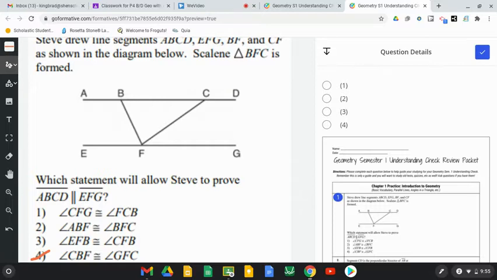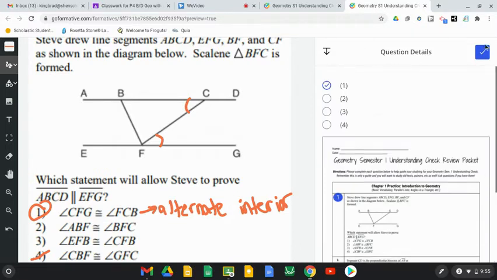Now I'm going to go to 1. CFG and FCB. Oh, look at that. Those are alternate interior angles. So since they are alternate interior angles, that makes those lines parallel. So I have my answer. Now, yes, since it's multiple choice, I'm just going to go over here. I'm going to click the 1.